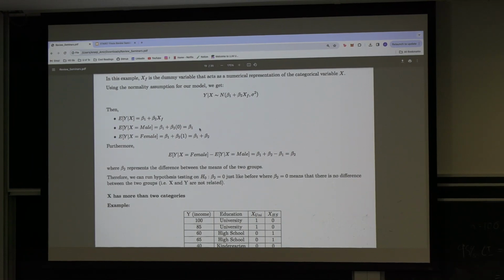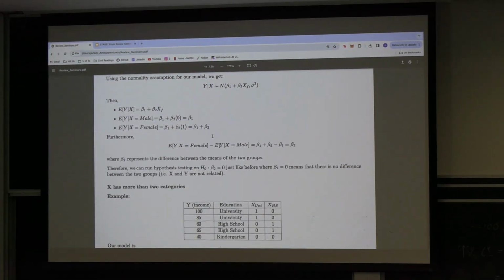That's the average value for y if they're male, because you just plug in 0 for x, and that will cancel out beta 2. If the student's female, then you plug in 1, and the average value for y, given that the student's female, is basically beta 1 plus beta 2. And the difference between the two averages, if you just do really basic math here, is beta 2.